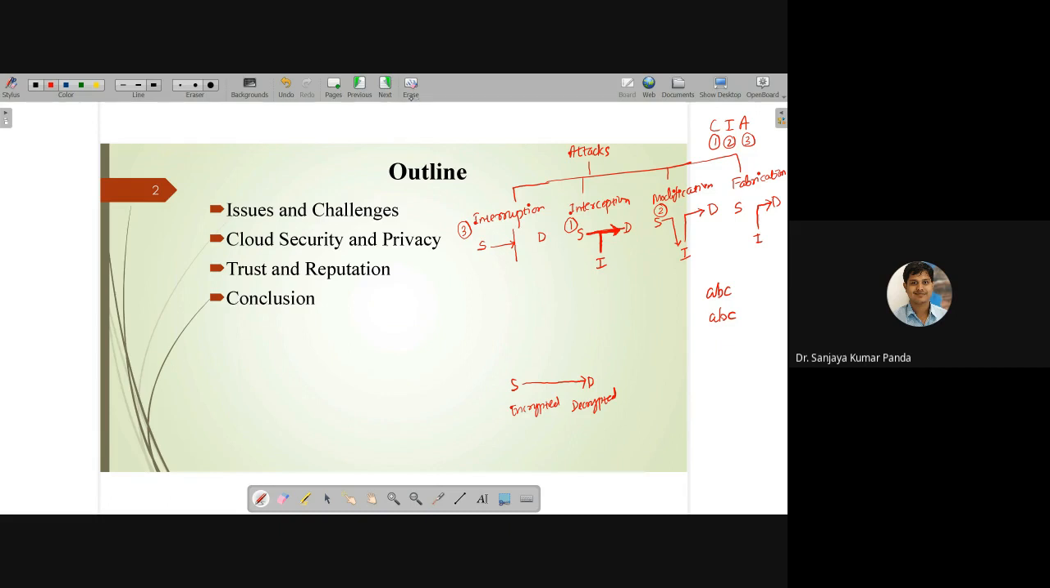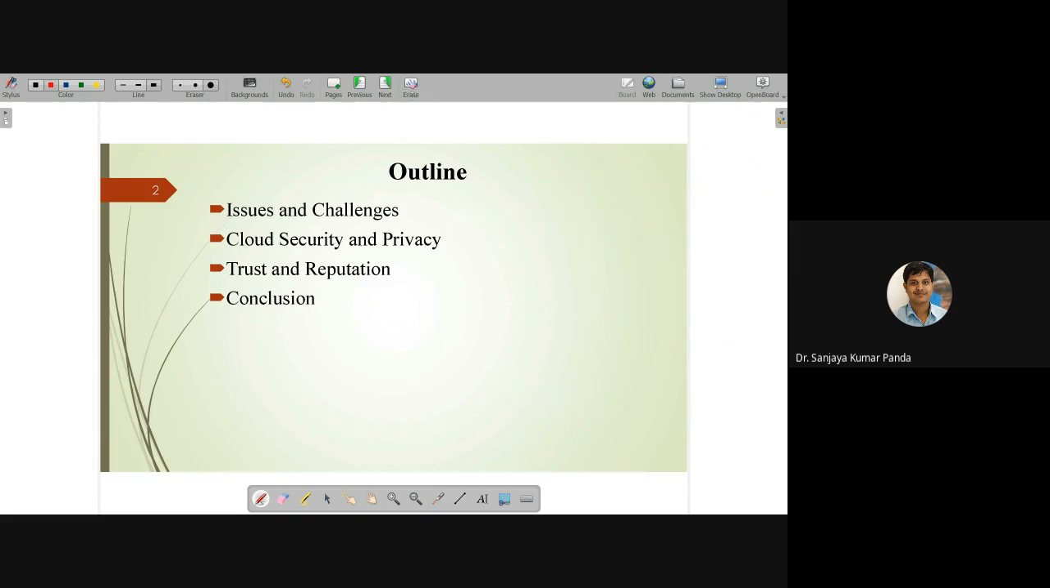If you go for different classes of threat, you have a lot of types of threat. If you disclose any information, that also leads to a threat. If you have deception, that is modification, or if you are doing spoofing, repudiation of origin. Sometimes the receiver claims that I have not received the message, sometimes the sender claims that I have sent the message. There is a conflict between the sender and receiver. Denial of receipt also comes under deception.